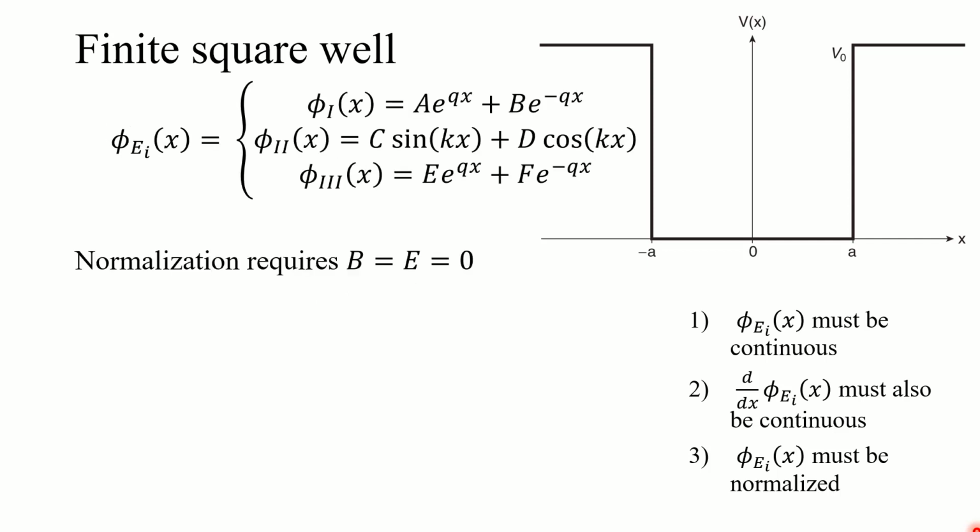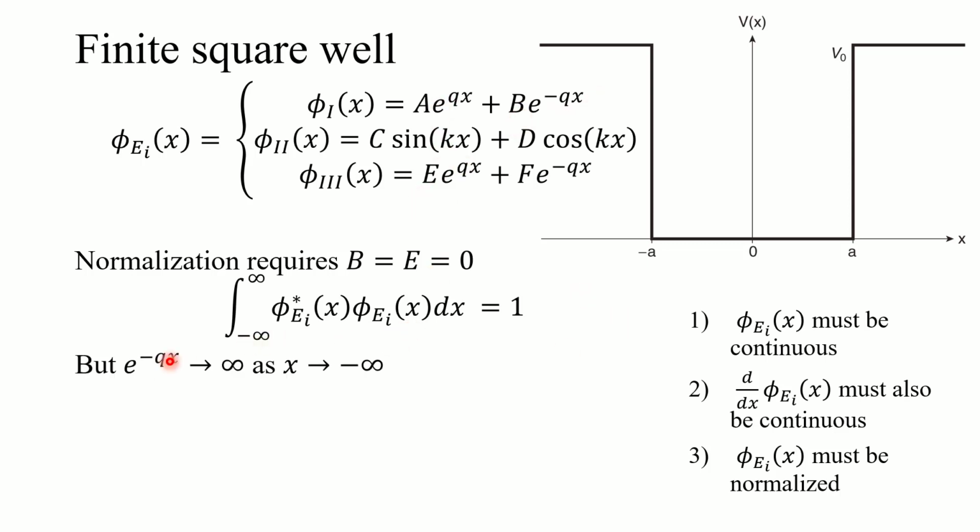And if we look at that, that actually tells us that this B and this E are both equal to 0. And we can see that if we actually look at the normalization condition. If we integrate the complex conjugate of the wave function times the wave function over all space, that has to be equal to 1. That's the normalization condition. This can't happen unless B and E are 0.